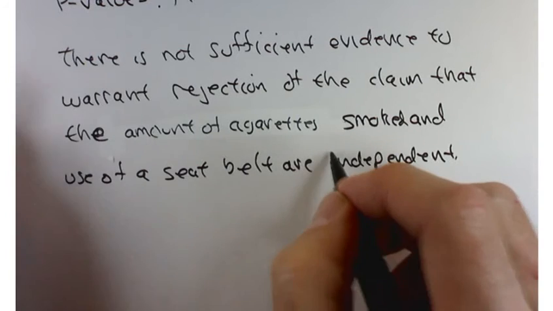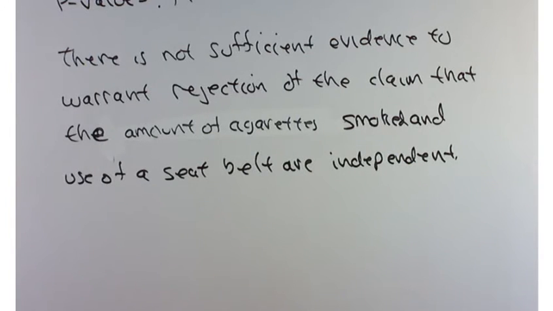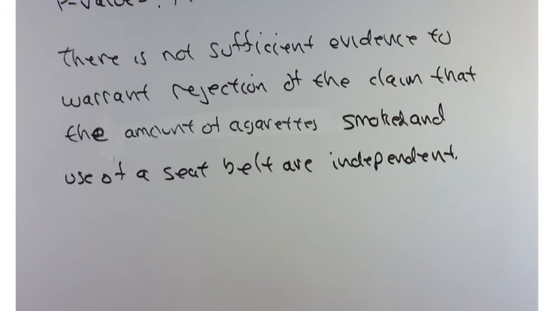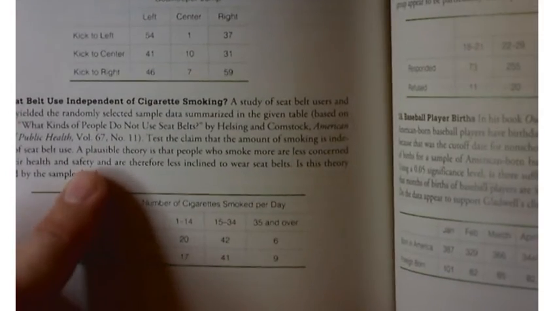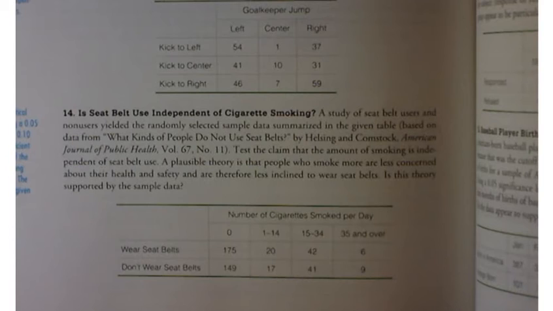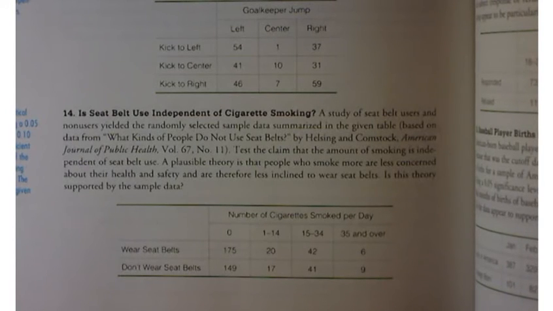Now, the author did ask some follow-up questions. One of them was, a plausible theory is that people who smoke are less concerned about their health and safety and are therefore less inclined to wear seatbelts. Is this theory supported by the sample data? What do you think? Not really. No, because if that were the case, then we would see some kind of an association. You would see a significant proportion of those who smoked more not wearing seatbelts. So we're not seeing that enough from our data to reject our null hypothesis of no association.